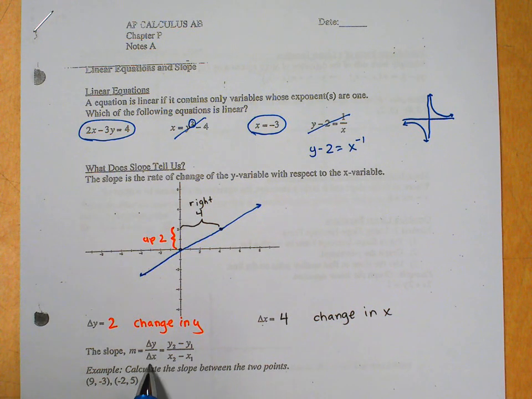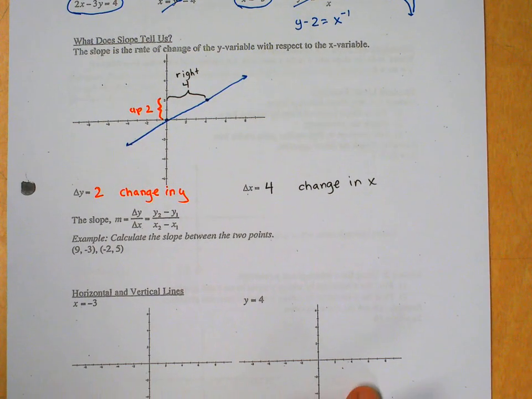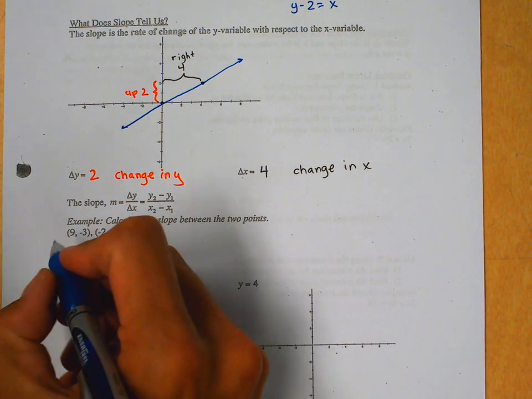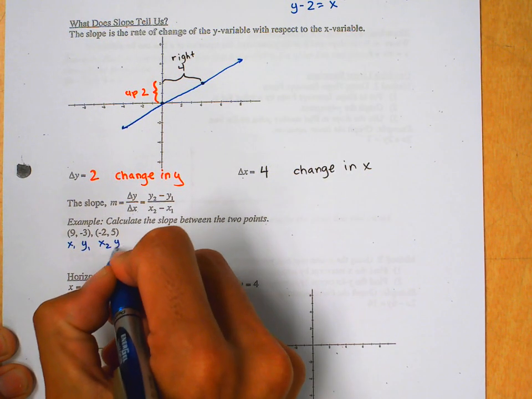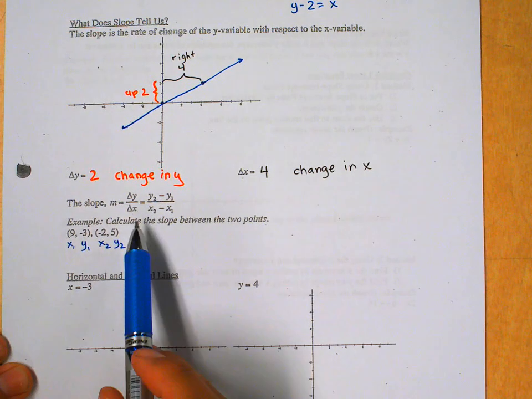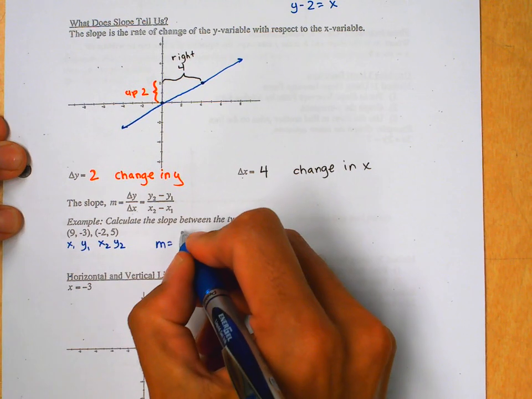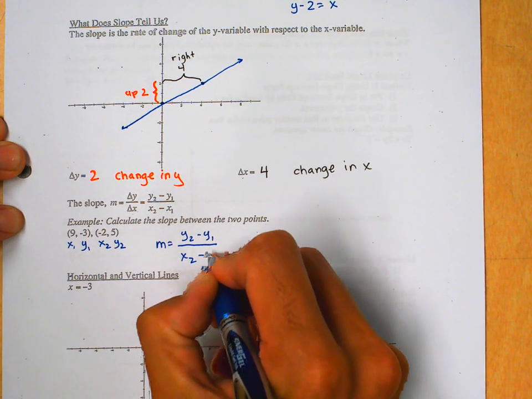Okay, rise over run. Change in y is rise, up and down. Change in x is run, left and right. Okay. And you see the formula y2 minus y1 over x2 minus x1. So next problem, calculate the slope between the 2 points. We've got 2 ordered pairs. We're just going to label x1 and y1, x2 and y2. And we're just going to use the formula right here. m equals y2 minus y1 over x2 minus x1.